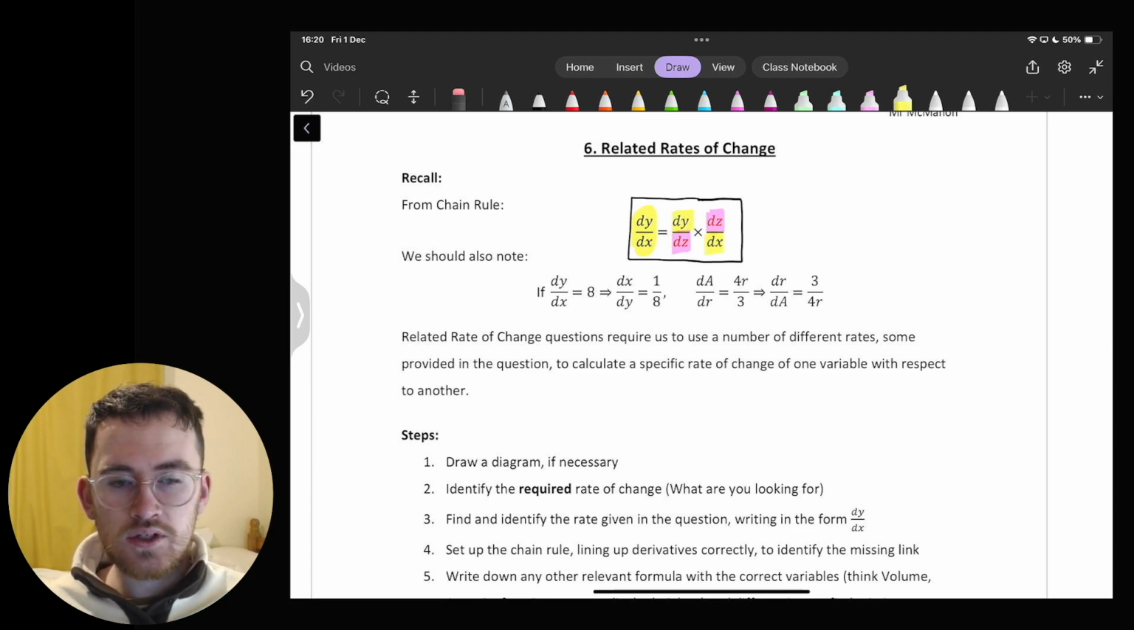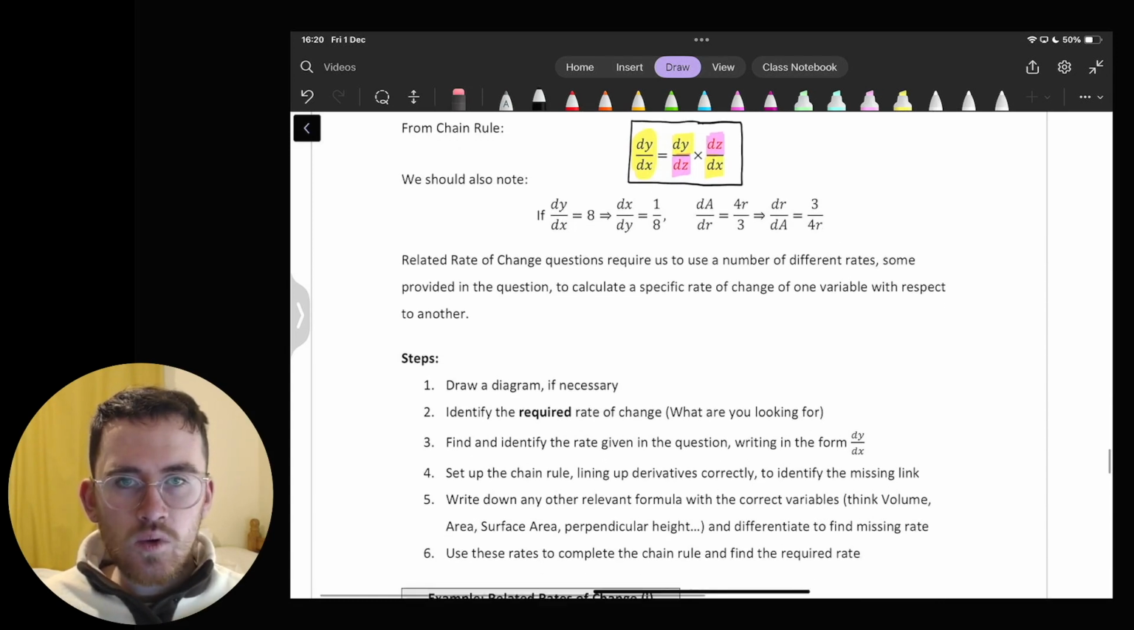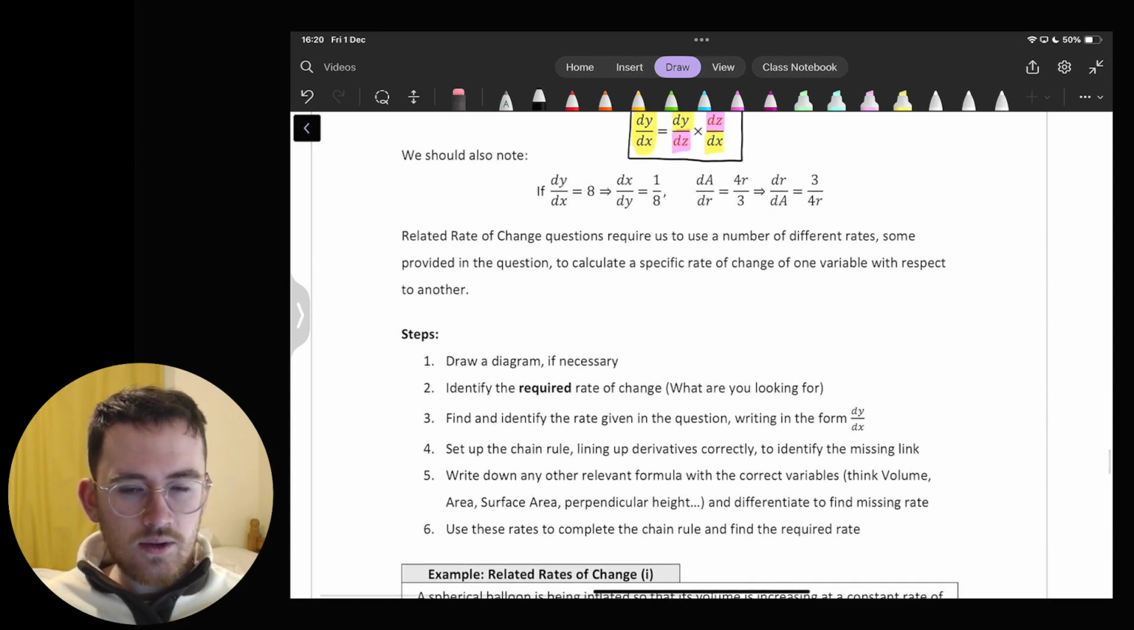So a lot of this is going to be listing out the rates that we do have and then being able to relate them and set them up in such a way that we can use them to find the rate that we're looking for. So what I've said is that these questions require us to use rates that are in the question, but also different rates that we might know of already.